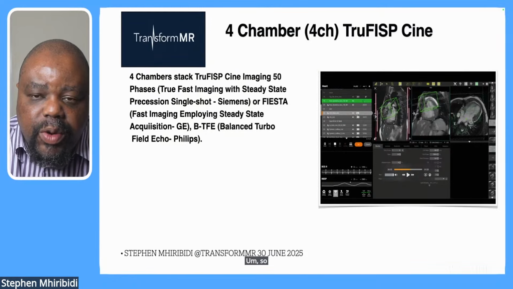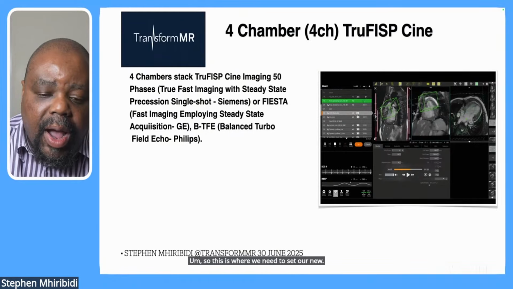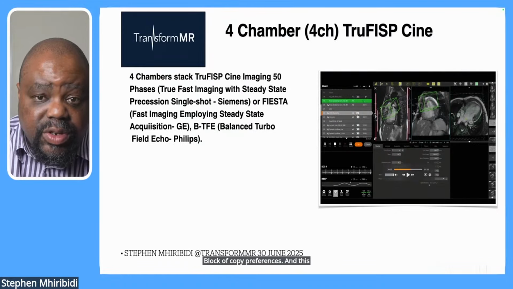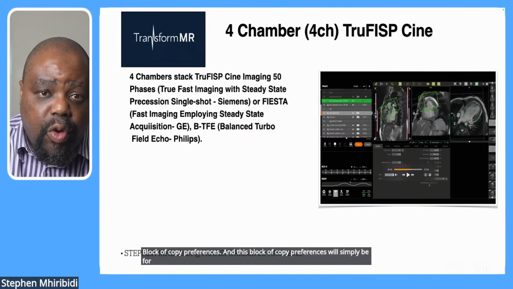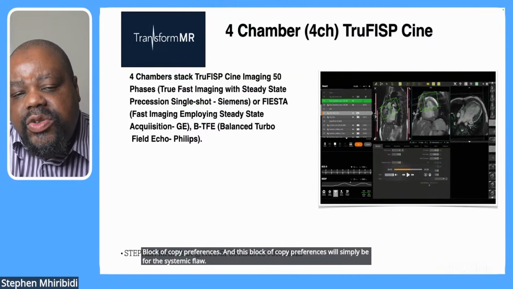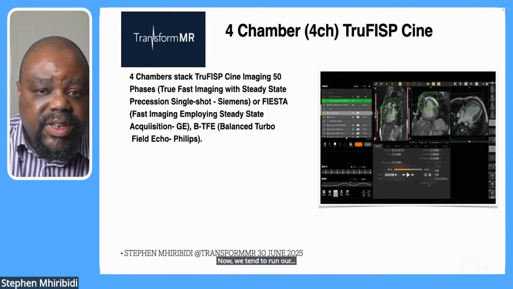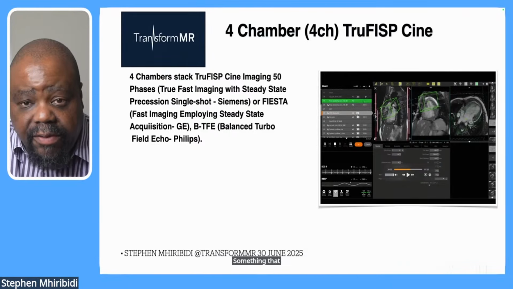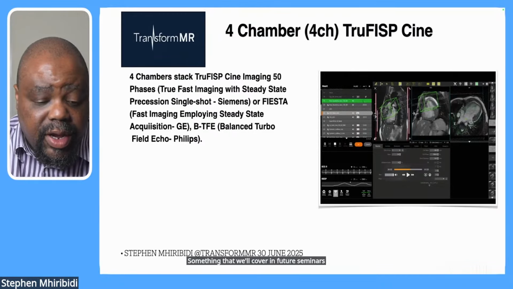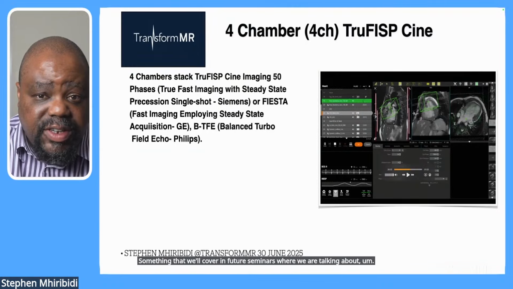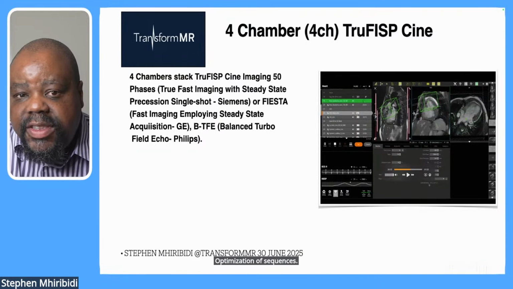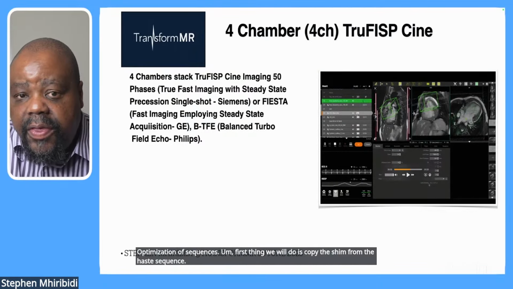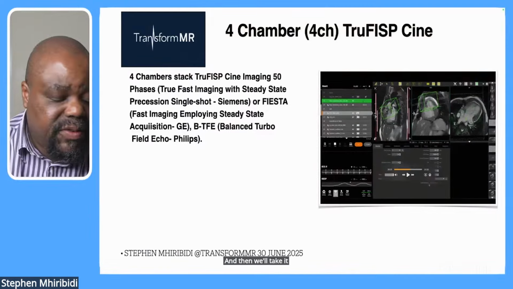So this is where we need to set our new block of copy preferences, and this block of copy preferences will simply be for the systemic flow. Now, we tend to run our true FISP cine sequences at 50 calculated phases, something that we'll cover in future seminars where we are talking about optimization of sequences. First thing we will do is copy the shim from the Haste sequence, and then we'll take it from there. Let's view the video.